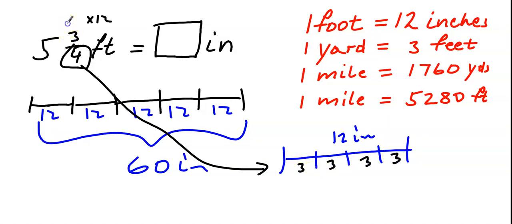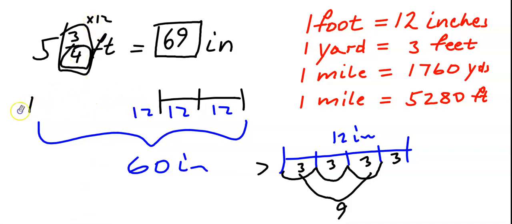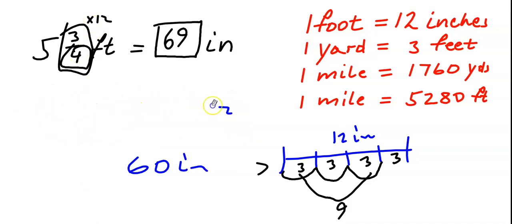We're talking about 3/4 of that. 3/4. 1, 2, 3 out of 4 pieces. So that should be 3 inches plus 3 inches plus 3 inches, which is altogether 9 inches. So we have 60 inches plus 9. 69 inches would be the total length. So this is one way we could have done this. And of course our second option is just to multiply it. Whichever you find might be easier for you.